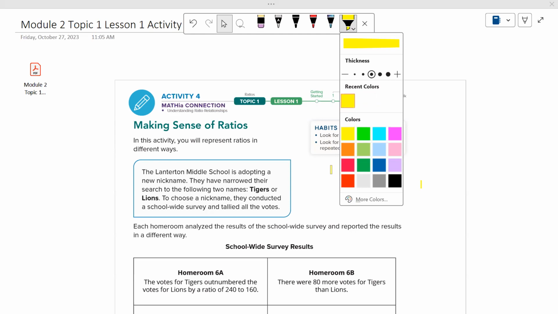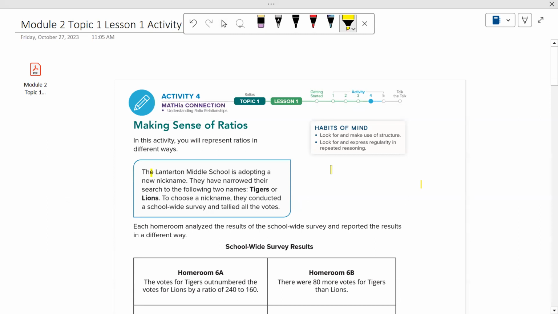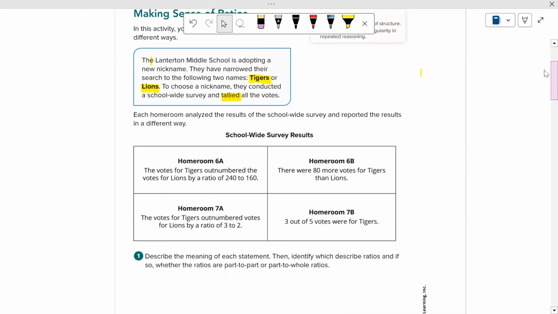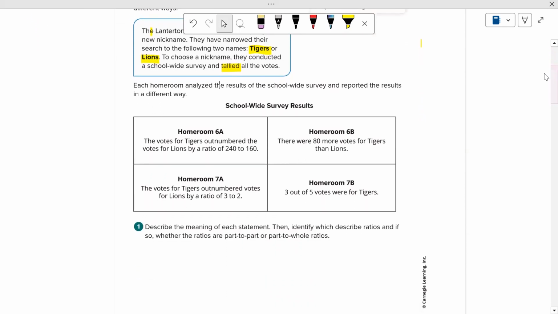So here it says Lannerton Middle School is adopting a new nickname. They have narrowed their searches to the following two names: Tigers or Lions. To choose a nickname, they conducted a school-wide survey and tallied their votes. Tallied basically means to count their votes. They're going to ask all the sixth graders, and sixth graders would say, I like Tigers or I like Lions. Once they've tallied all their votes, they're going to analyze the results, and this is what they found.